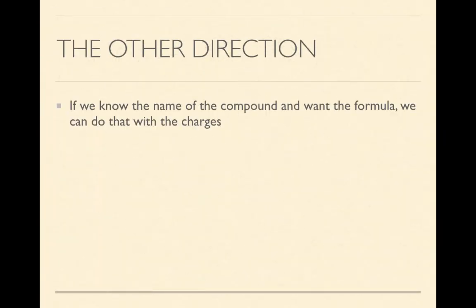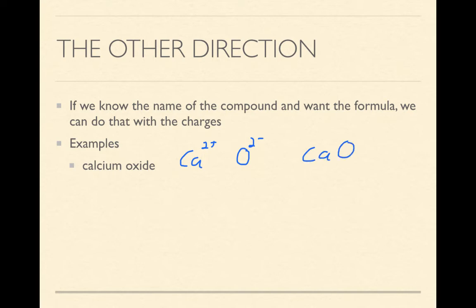Let's go the other direction. What if we know the name of the compound and we want the formula? Well, we can do that with charges. Some examples here: calcium oxide. If we look at calcium oxide, we know we have calcium. When we look at the periodic table, we see that calcium forms a 2+ because it's a group 2. Oxide means we have oxygen. Oxygen's a group 6, so when it forms an ion, it's going to form a 2-. How can we get a 2+ and a 2- to come together to cancel out? Well, that's just in a 1-to-1. So my formula between those two is going to be CaO. That's calcium oxide.